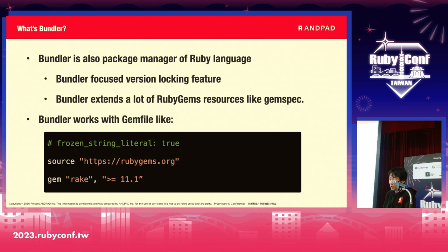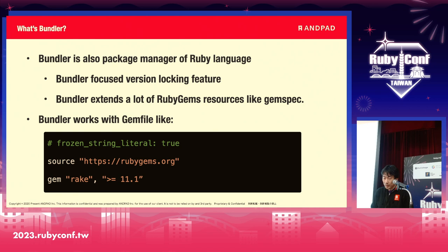At first, you need to specify the source, the gem provider, like this, rubygems.org. If you want to use a private gem server in your company, you should add your gem server with a source DSL like this. After that, you can specify the gem name and requirement, same as the gem method of RubyGems.